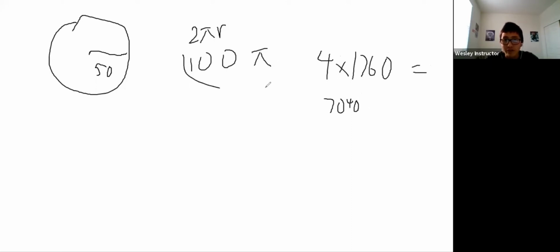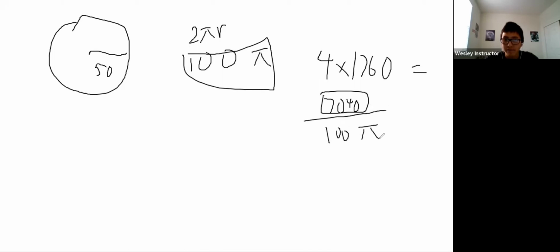So now we have our two numbers here, and we just divide 7,040 by 100 pi. You guys remember pi is a number, so this is 100 times pi. All right, and then once we divide that, we get approximately 22.409.